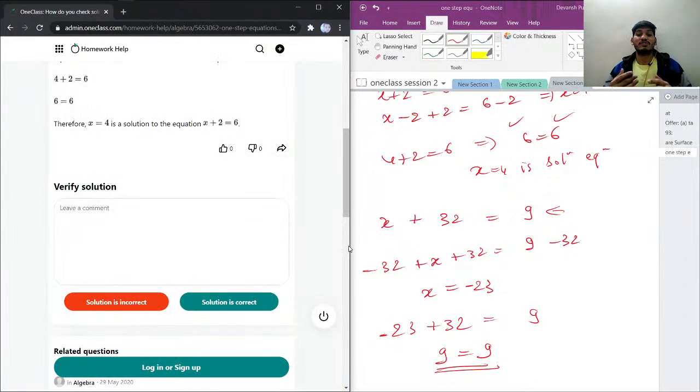In this way, we substitute the value of x back into the equation to verify whether the value we have got is actually the solution of the equation or not. So, correct solution. Great job.